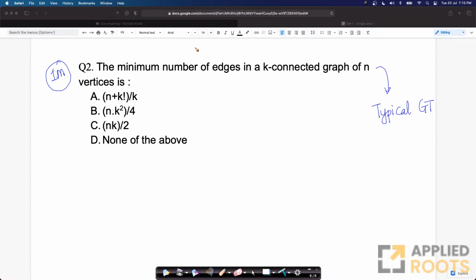Actually, somebody is asking a nice question in the chat window. What is a k-connected graph? This question is all about knowing the basic terminology of graph theory. The reason I say this is an easy question is because you just have to know the terminology in graph theory and a couple of simple rules of counting. If you know that, you know the solution, right? It's as simple as that.